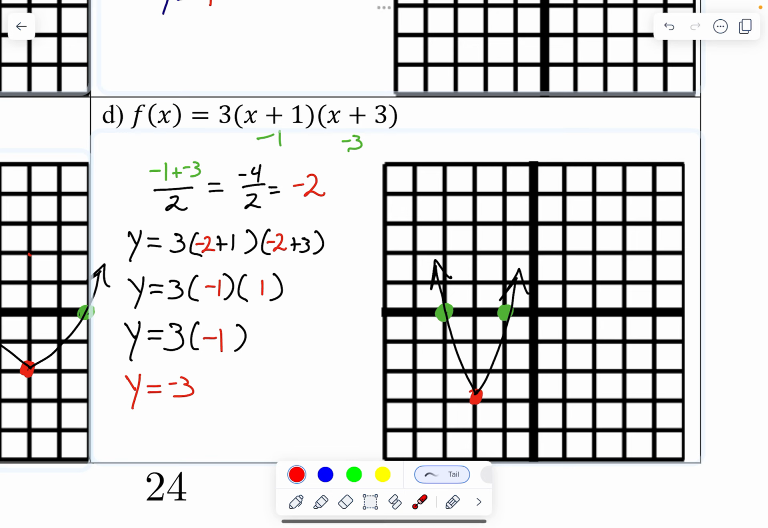Last, I get x equals -1 and x equals 3. Average them up, I get 2 over 2, which is 1. Substitute in that 1 where x used to be, and I get 1 plus 1 times 1 minus 3, still times 3 equals y. So I get 3 times 2 times -2, which is -12. So I can plot 1, -12 as my vertex. My x-intercepts are -1 and 3. And then I can sketch my shape.